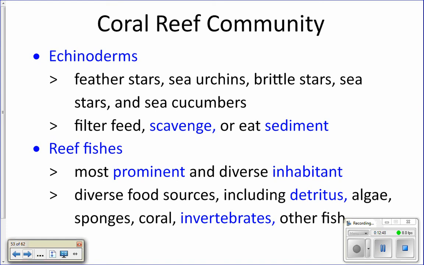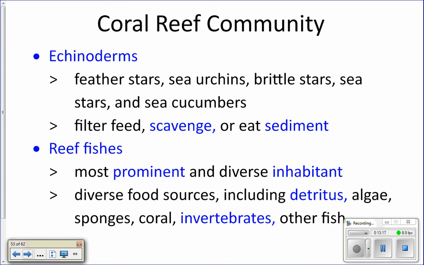You find echinoderms. Okay. So you have all sorts of echinoderms, feather stars, sea urchins, sea stars, brittle stars, crown of thorns sea star. You get sea cucumbers. Pretty much every kind of echinoderm will be here. And they will range from filter feeders to scavengers to deposit feeders to predators. So it just varies.